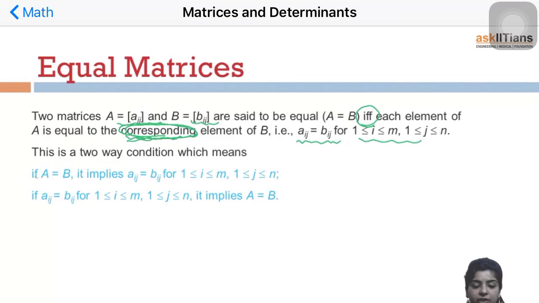The mathematical definition says if A equal to B, then that would imply Aij is Bij for every i and j, and if Aij is Bij for every i and j, then we would have A equal to B.